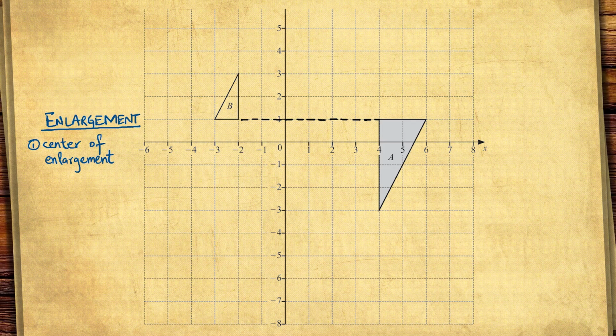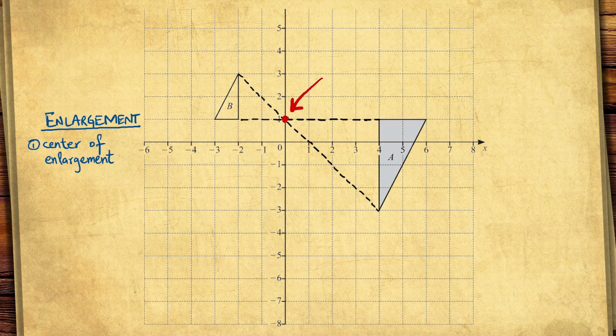So let's join these 2 points with a straight line. Now look at this point in triangle A, and this point in triangle B. These two are corresponding points. Let's join them together as well with a straight line. And the intersection of the lines joining the corresponding points is this.